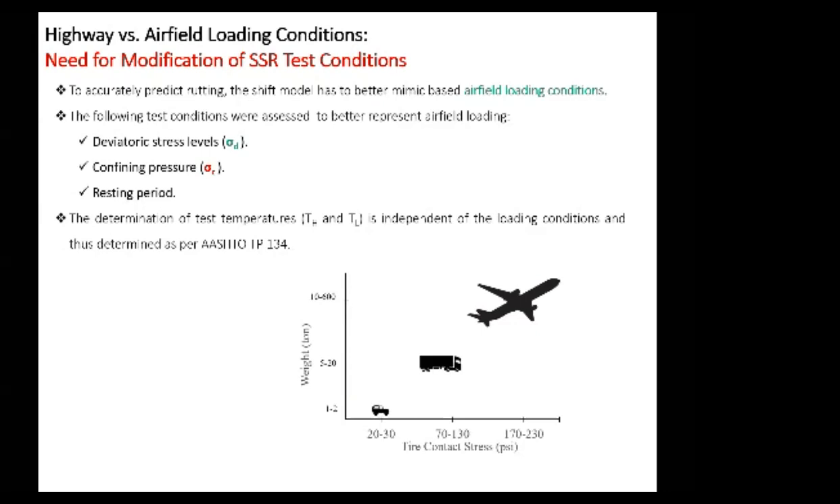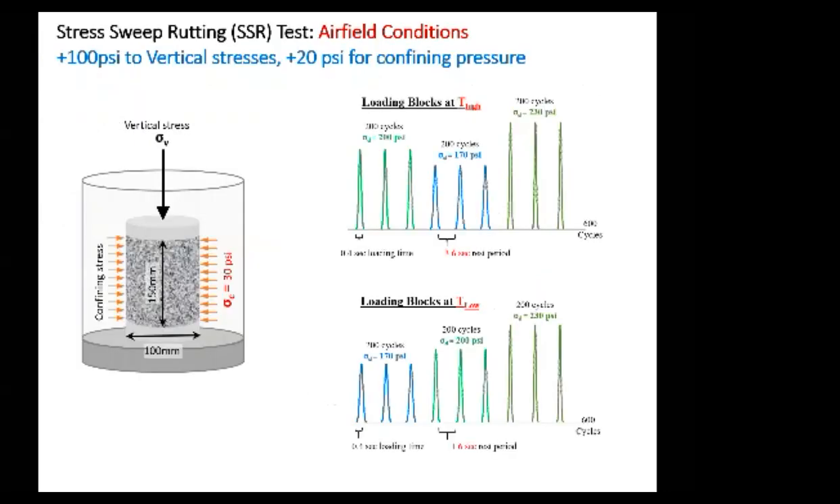So what we did is we increased the deviatoric stresses by 100 psi, and to the confining pressure we added 20 psi. So now we have higher stress conditions, and so this is a modified testing protocol to develop the material model and predict its performance under heavy loads in the airfield setting.